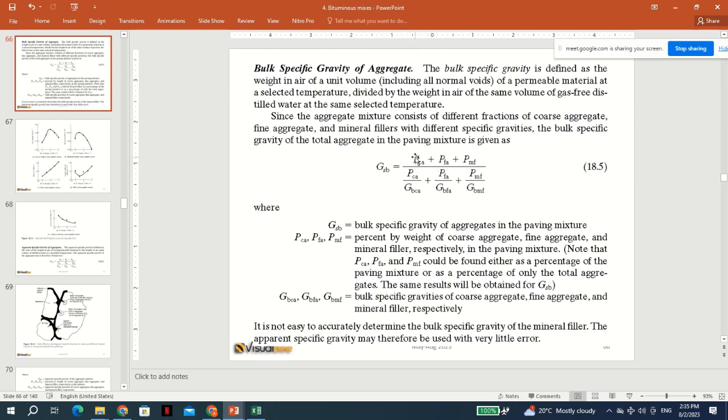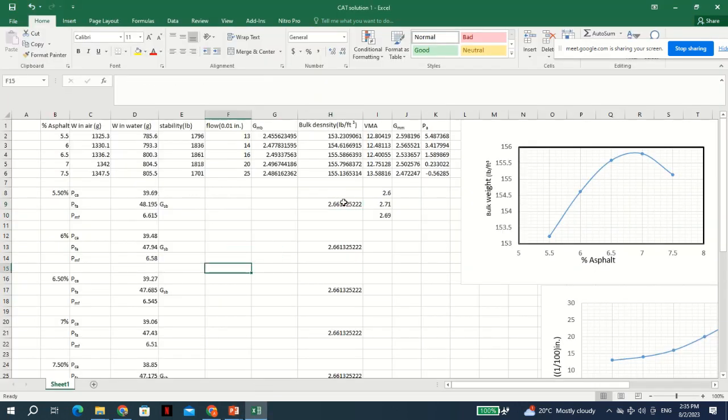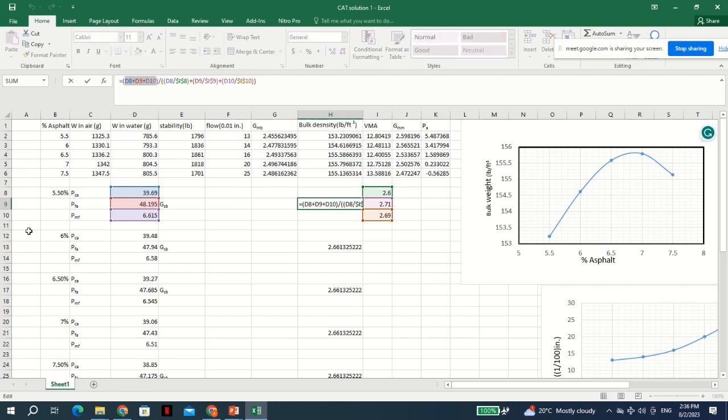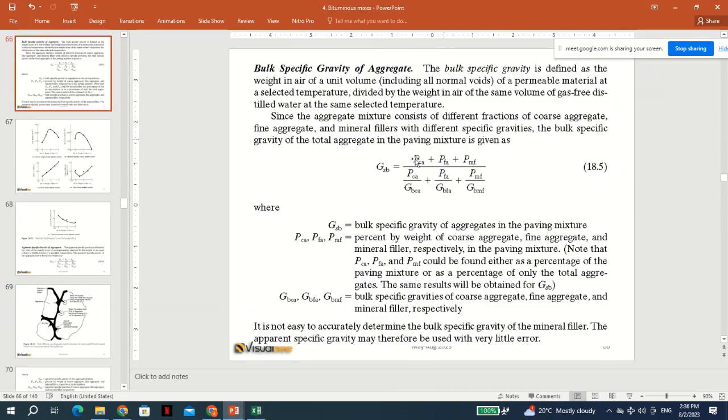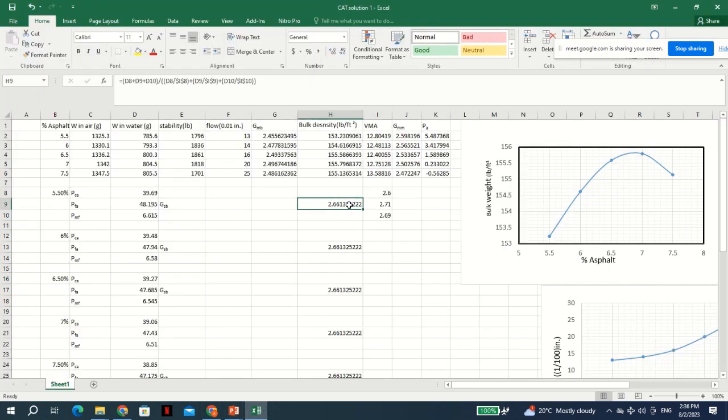So the percentage of each kind of aggregate, whether it be fine, coarse, or filler, is divided by the bulk specific gravity of each of these. So this is what we are doing. You add all these ones, which, if you think about it, is just 100. All this is 100 minus 5.5. So that's the formula we're implementing.